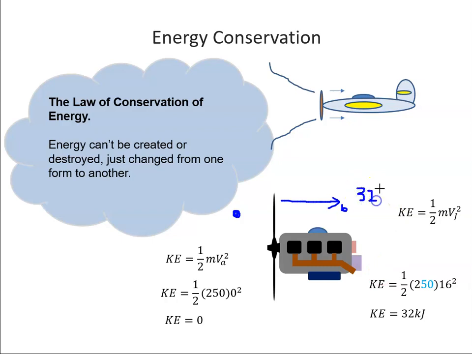So where did it get that energy from? Energy can't be created or destroyed, just change from one form to the other. And where it gets its energy from is the fuel. So we need to burn fuel to give this energy. So it got this 32 kilojoules of energy from the fuel.